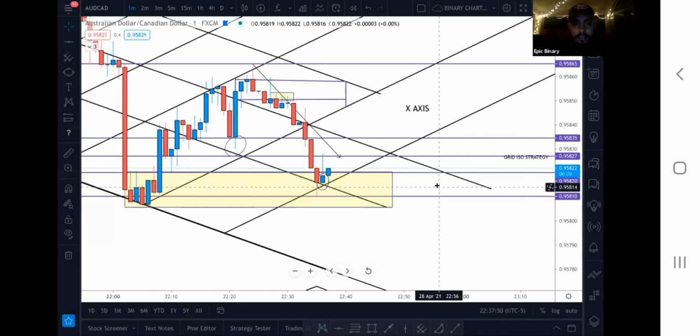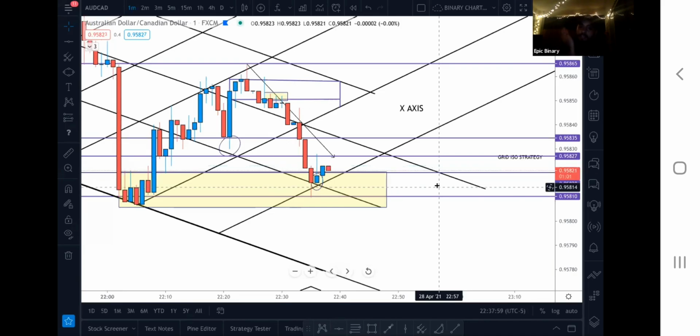This is a candle by candle isolated strategy. Once you break it down like I did, and you start to understand where candles are placing and trends, you're good to go.